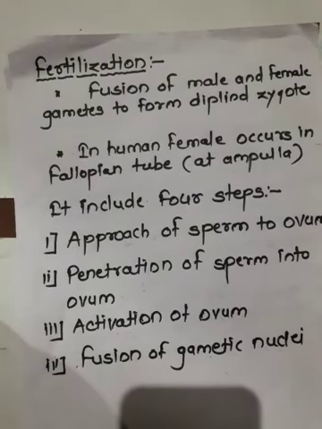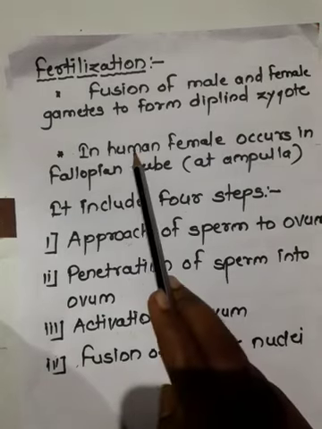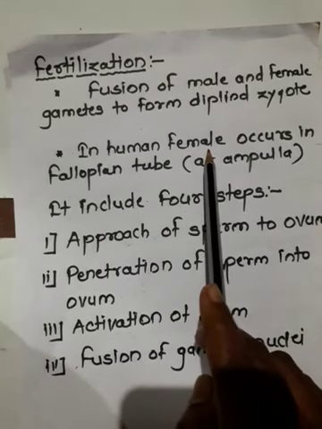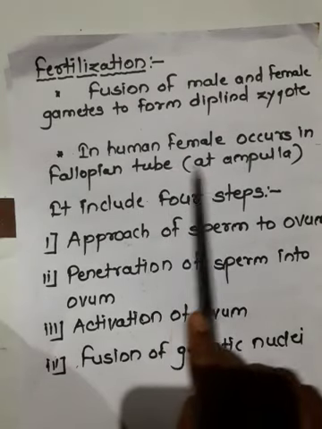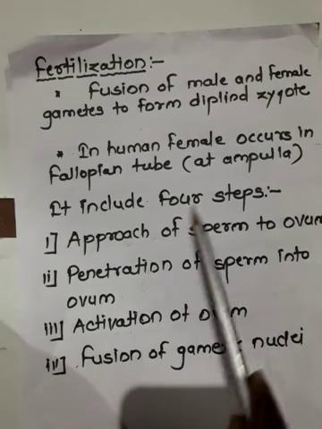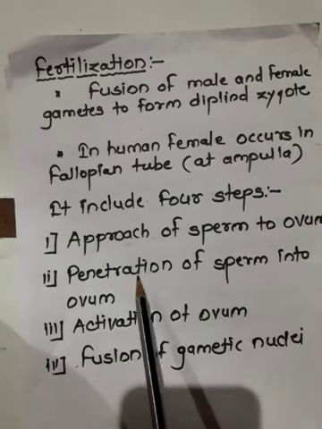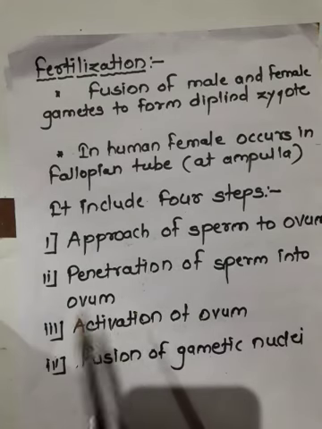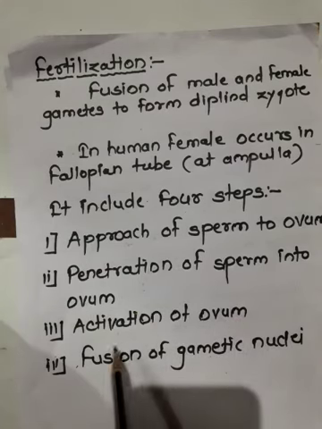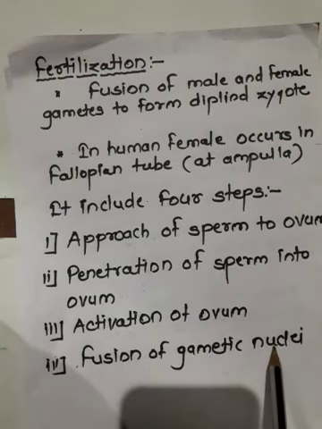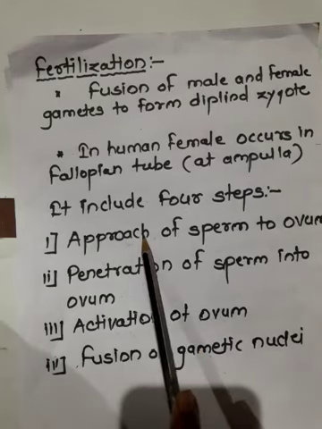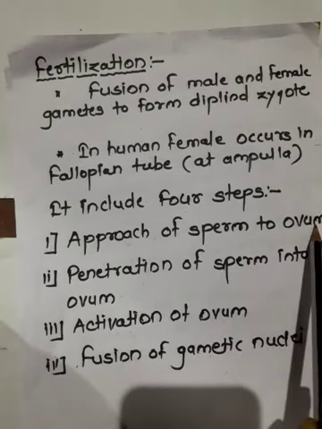Now next point, fertilization. Fusion of male and female gametes to form a diploid zygote is called fertilization. The site of fertilization in the human female is the fallopian tube, at the ampulla. It includes the following steps: approach of sperm to ovum, penetration of sperm into ovum, activation of ovum and fusion of gametic nuclei. So first we discuss the approach of sperm to ovum.